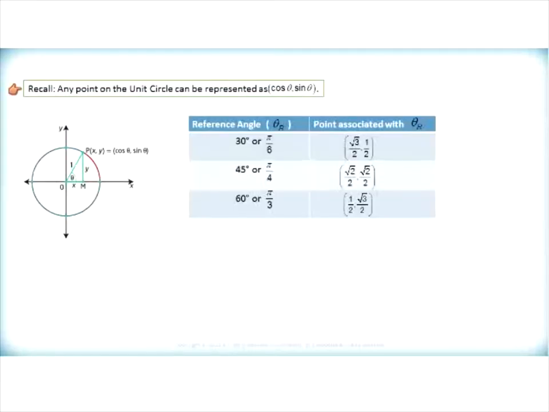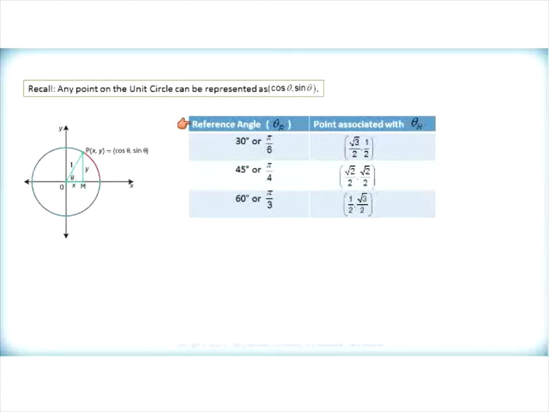I want you to recall as well that any point on the unit circle can be represented as cosine theta, sine theta. So if I take any point on the unit circle, that point x, y can be represented as the cosine of the angle and the sine of the angle. The angle meaning the angle of rotation from the positive x-axis. So here's my angle of rotation of theta. The coordinates of that point on the unit circle is cosine theta, sine theta.